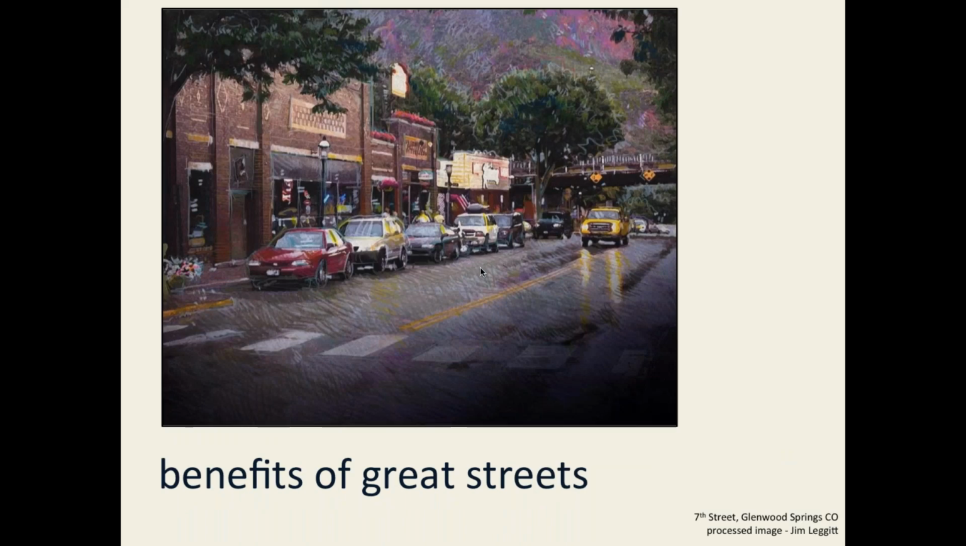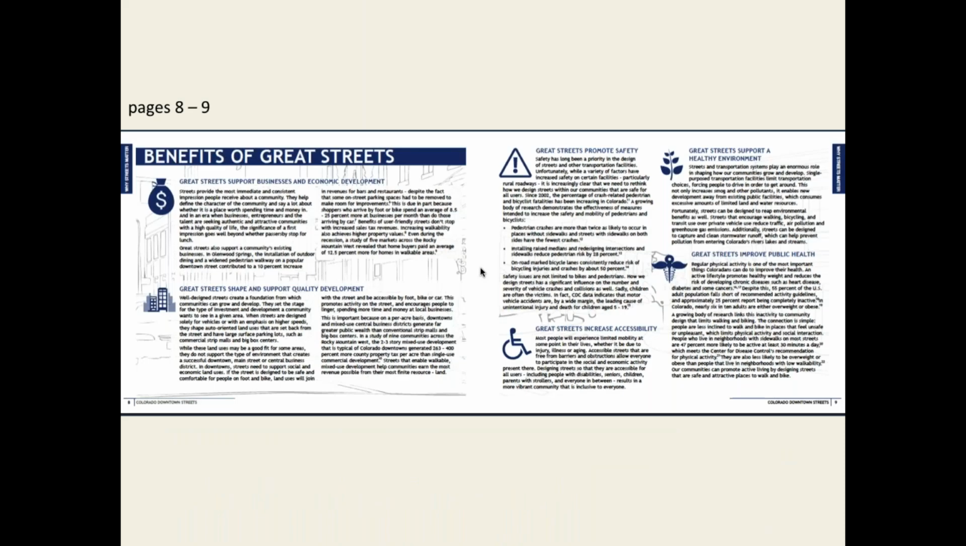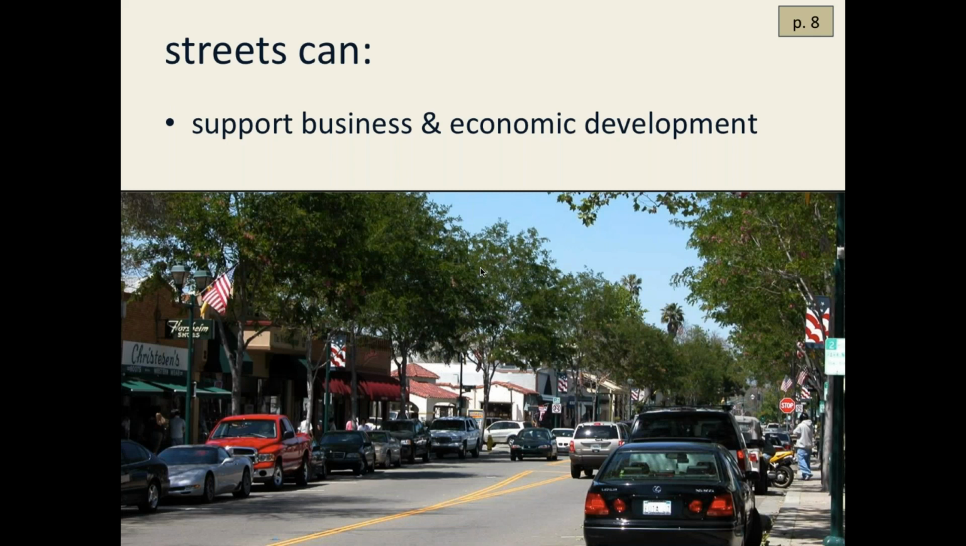So the book starts with a conversation about the benefits of great streets. So if you flip to pages 8 and 9, you'll see the start of that conversation. We sort of start out with the business end of things and business and economic development, right, Jillian? Yeah, that's right. Economic development, of course, is something that is at the forefront of all communities.